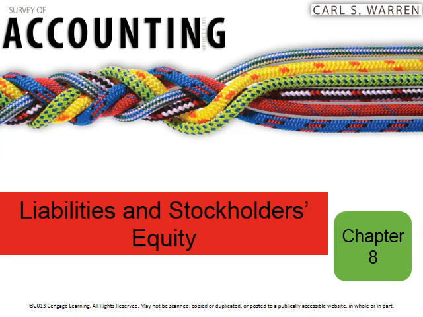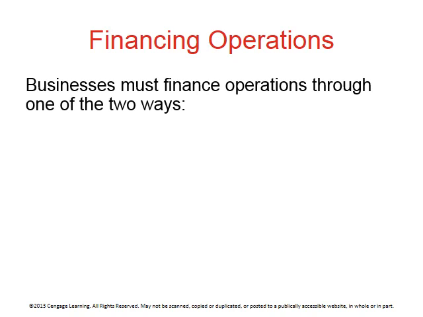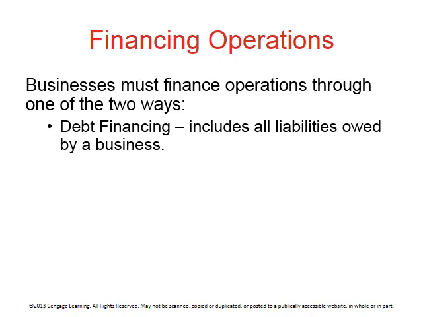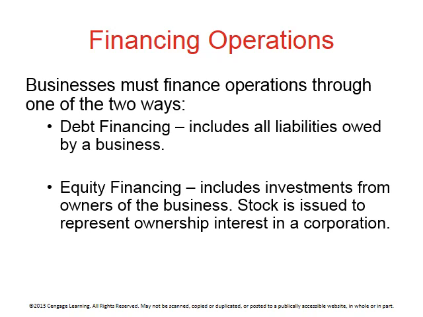So Chapter 8, we're going to look at liabilities and stock. When we look at a company, they can finance its operations two different ways. Debt financing, so liabilities that we owe. So we go borrow money from a bank, that would be debt financing. Or we could do equity financing, investments from owners. We can issue stock. Or we can use one of these methods, or we can use both.